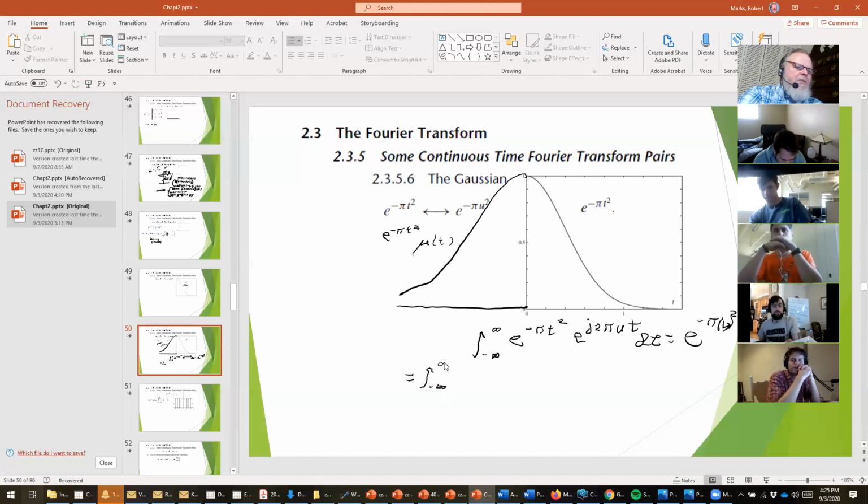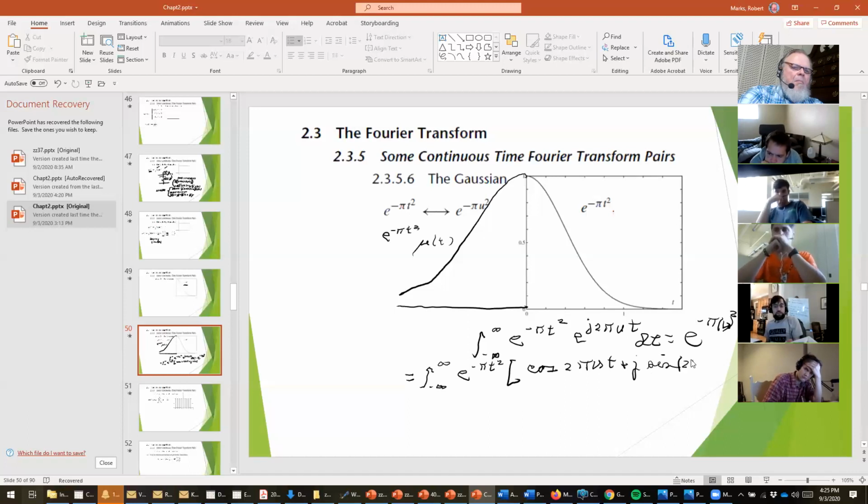I think it's nice to tie in some of the things that we talked about here. Can't we write this as follows? Couldn't we write it like this? Yeah, we could write it like this, just expanding the e to the j via Euler's formula. Is this function, the cosine of 2 pi, even or odd? It's even, isn't it? The sine is odd, right? What about this e to the minus pi t squared? That's even, right? That's very evident with the plot that we see here on the top.